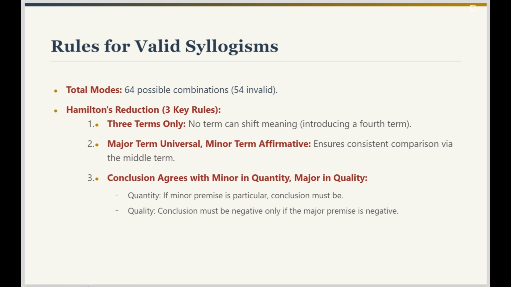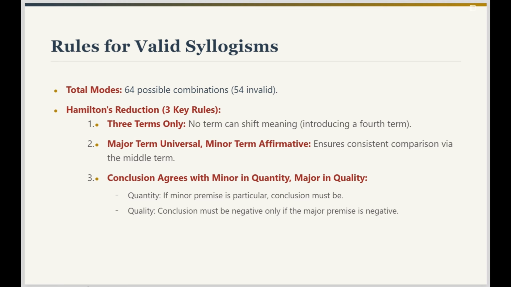Second, keep the major term universal and the minor premise affirmative. Why? If the major term isn't universal, the comparison via the middle term breaks down. If the minor premise is negative, you can't properly apply the rule. Think: some artists are cubist. A table is an artist. Therefore, a table is cubist. Flawed. Third, match the conclusion carefully.